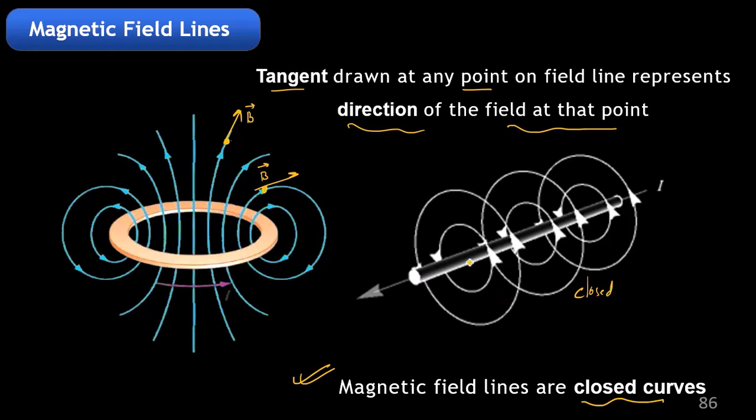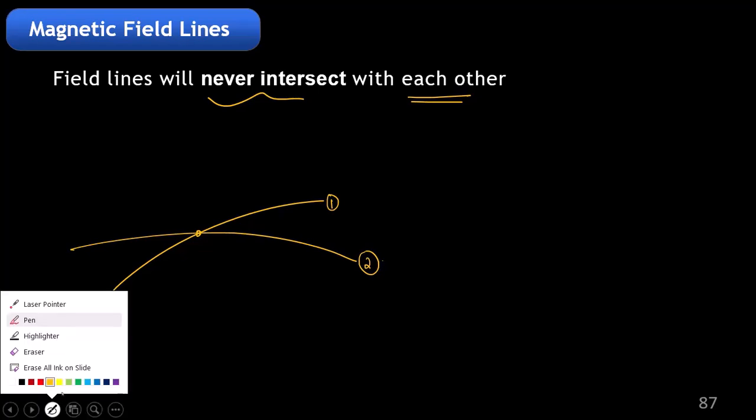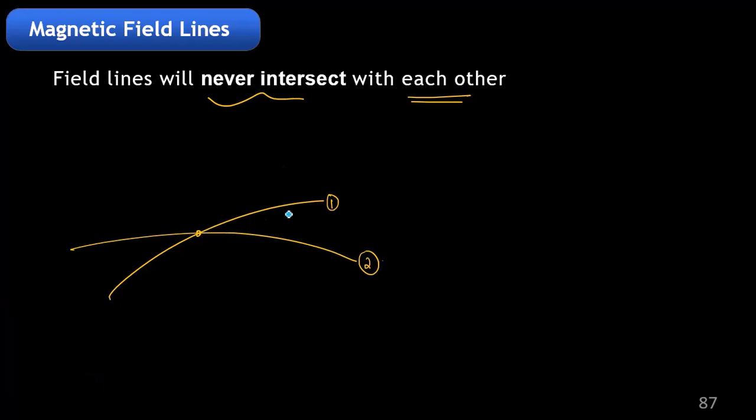Field lines will never intersect with each other. That is also true for the electric field lines. So this is the second property of the field lines. Say these two field lines are intersecting at this particular point. Let us say the first line, and the second line. If I draw the tangent at point number 1 for field line 1, that should be the direction of B at this point for the first field line.